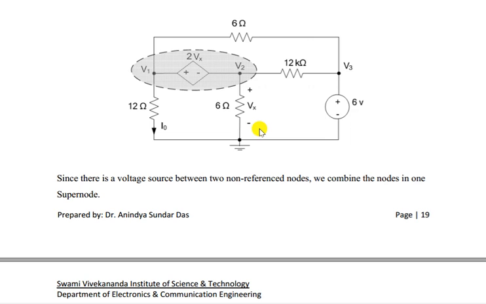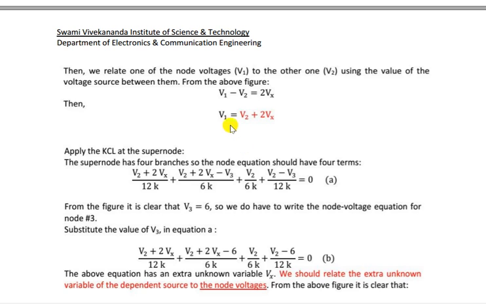And you can apply KVL here. Then what we can write, V1 minus V2 equal to 2Vx. This is plus, this is minus. V1 minus V2 equal to 2Vx. So this is V1 minus V2 equal to 2Vx. So you get V1 equal to V2 plus 2Vx.